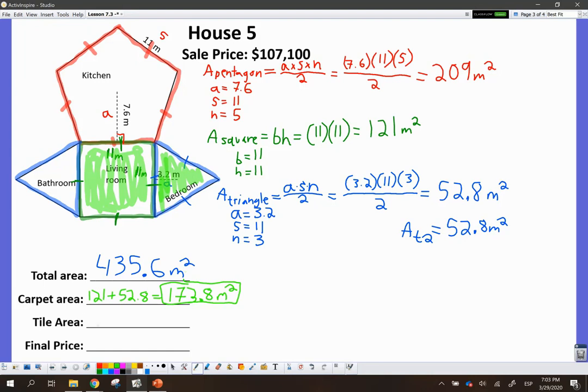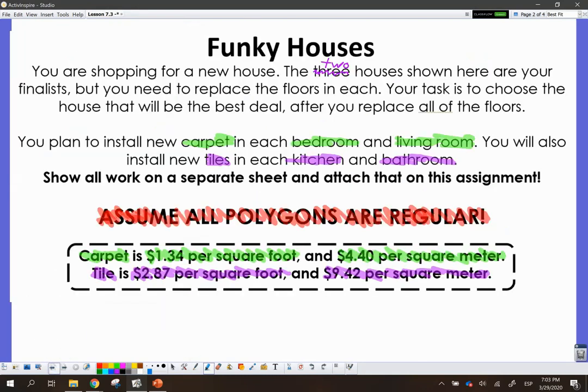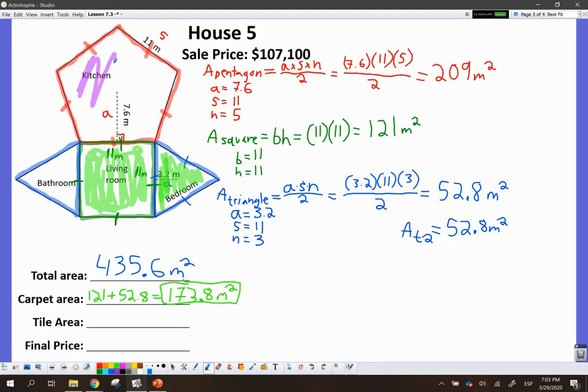So now I need to find the tile area next. And again, if you forgot what parts are tiled, well, let's go look. You will also install new tiles in each kitchen and bathroom. So where's my kitchen at? Up here. Where's the bathroom at? Over here. So the kitchen is the pentagon and the bathroom is a triangle. So that tells me that I need to add the areas of the pentagon and another triangle together.